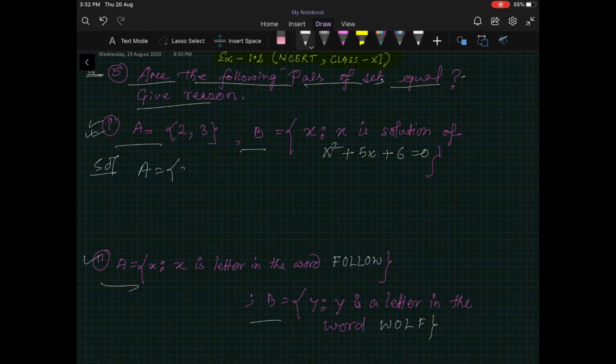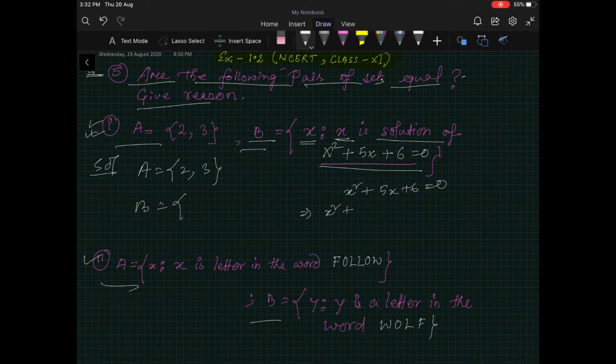pair, in the first pair, here A is 2, 3. So in order to find the elements in set B, we have to solve this equation, because it is given that set B is nothing but x such that x is a solution of this equation. So let me show you how to solve this. This is a quadratic equation, so you can easily solve it by factorization method, or you can use the quadratic formula as well. So I am using the factorization method here.